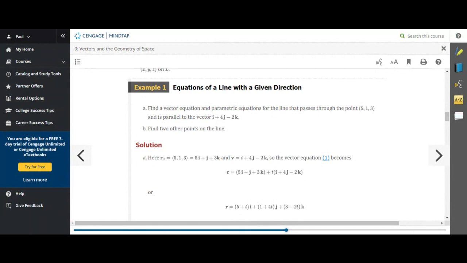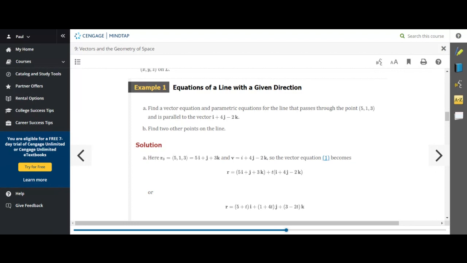Okay, find equations of a line with a given direction. They want us to find a vector equation and parametric equations for the line that passes through the point (5, 1, 3) and is parallel to the vector i plus 4j minus 2k. Okay, that's part A.